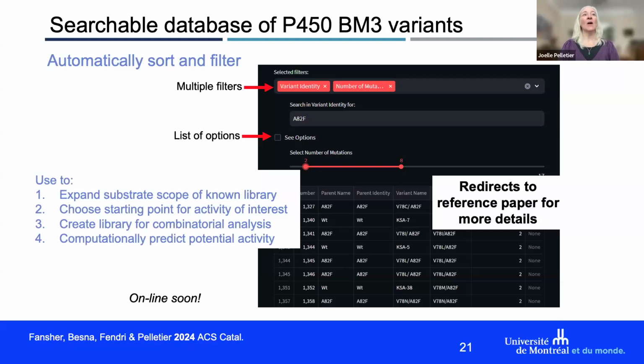For one thing, we can use it to look for gaps. If there's a gap, then we will be able to expand the substrate scope of this library. It can also give you a starting point, a variant for an activity of interest that you want to delve into deeper. You can also combine some variants to create a combinatorial library and go further towards certain reactions. And what we're working on is to use this massive information for computational prediction of potential activity. It's such a wealth of information that we hope it will help bring machine learning farther to help us in evolution of enzyme activities.